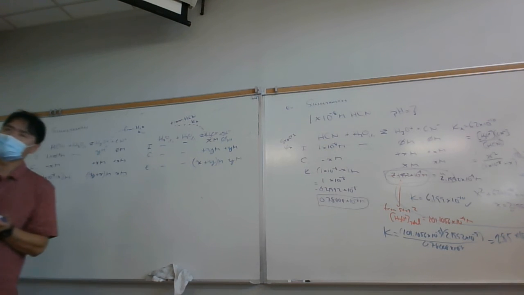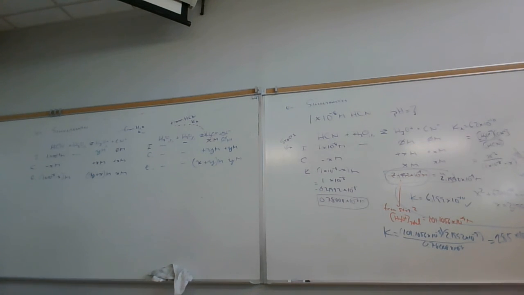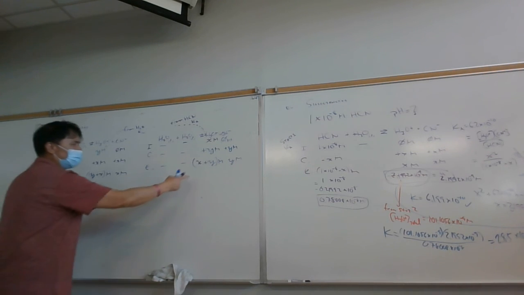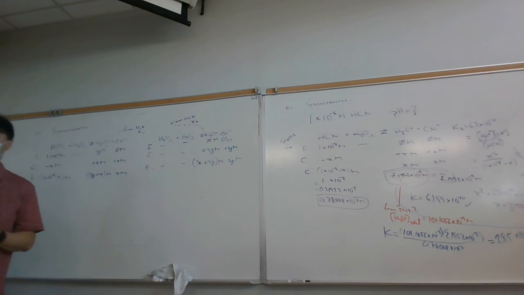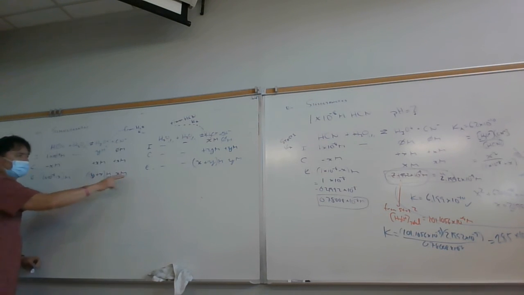And so this is in the same solution. We can't separate the HCN or isolate it from the water. They're all together. If they're all together, then they both simultaneously have to have the same hydronium concentration because there's only one hydronium concentration in the beaker. And so this is why they come out the same, Y plus X, X plus Y.